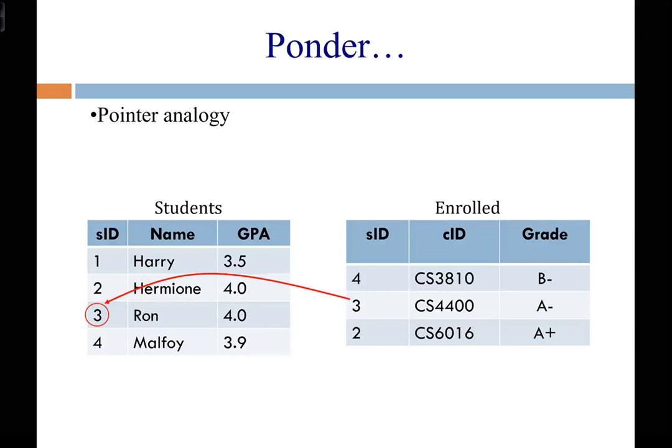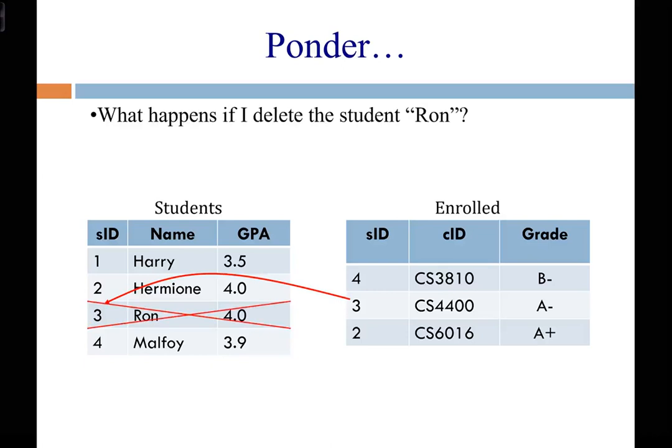Okay, so here's the analogy. I have an object in the students table. I have a pointer to that object in the enrolled table. So what happens if I delete Ron from the students table? Like he graduates or drops out or something. This is an important problem that we need to address.